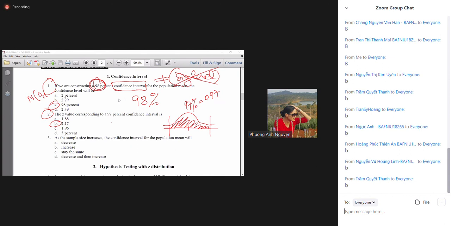3%, but divided by 2. So this area is 0.0015, something like this, right? And you get this score from the table. Of course, you need to use the table. That's 0.0015 if everything is fine. Okay, 2.17. Question 3.